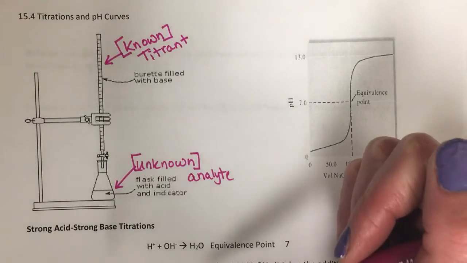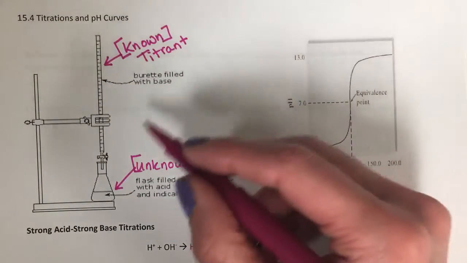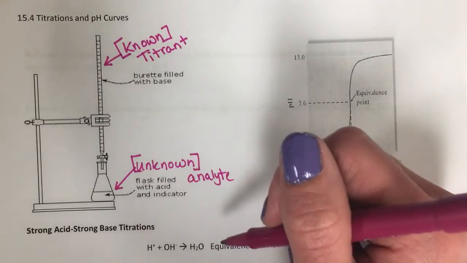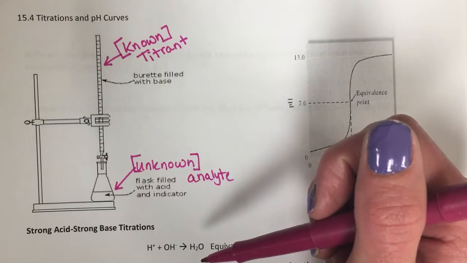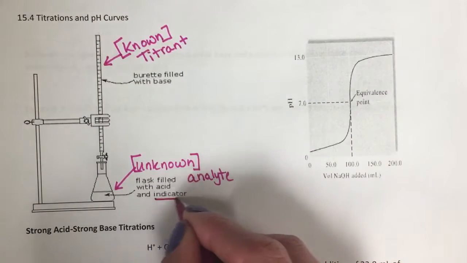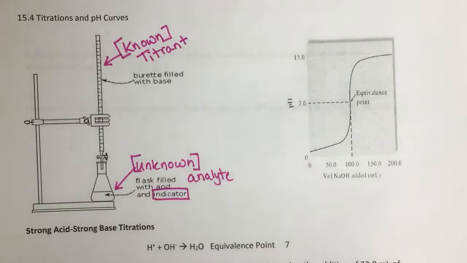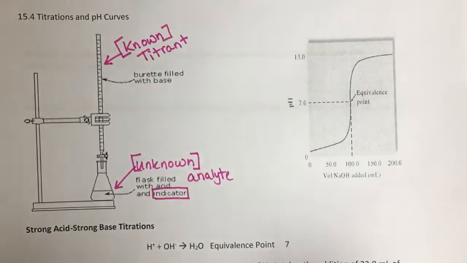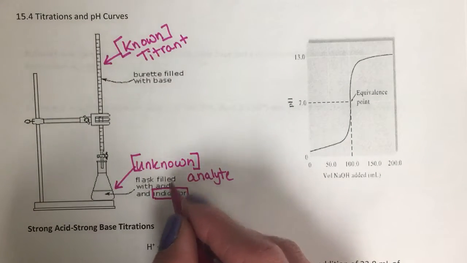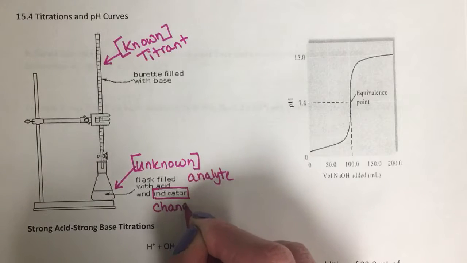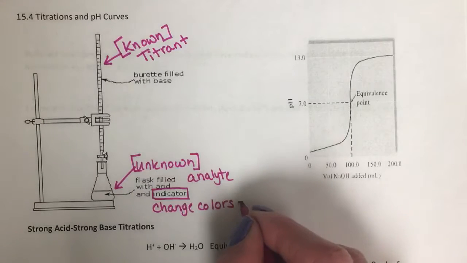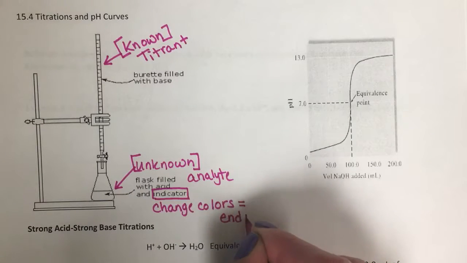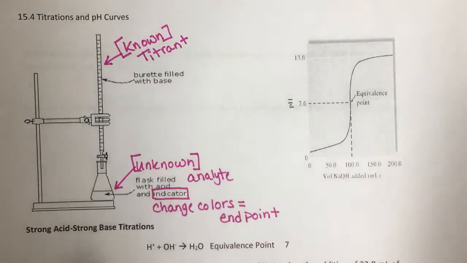concentration. Okay? Now, because all of my acids are going to be clear and colorless in solution, and all of my bases are going to be clear and colorless in solution, I'm going to have to add something called an indicator that's going to tell me when the reaction is done. My indicator is going to change colors, and when it changes colors, we call that the end point, because that's when I'm going to stop my titration.